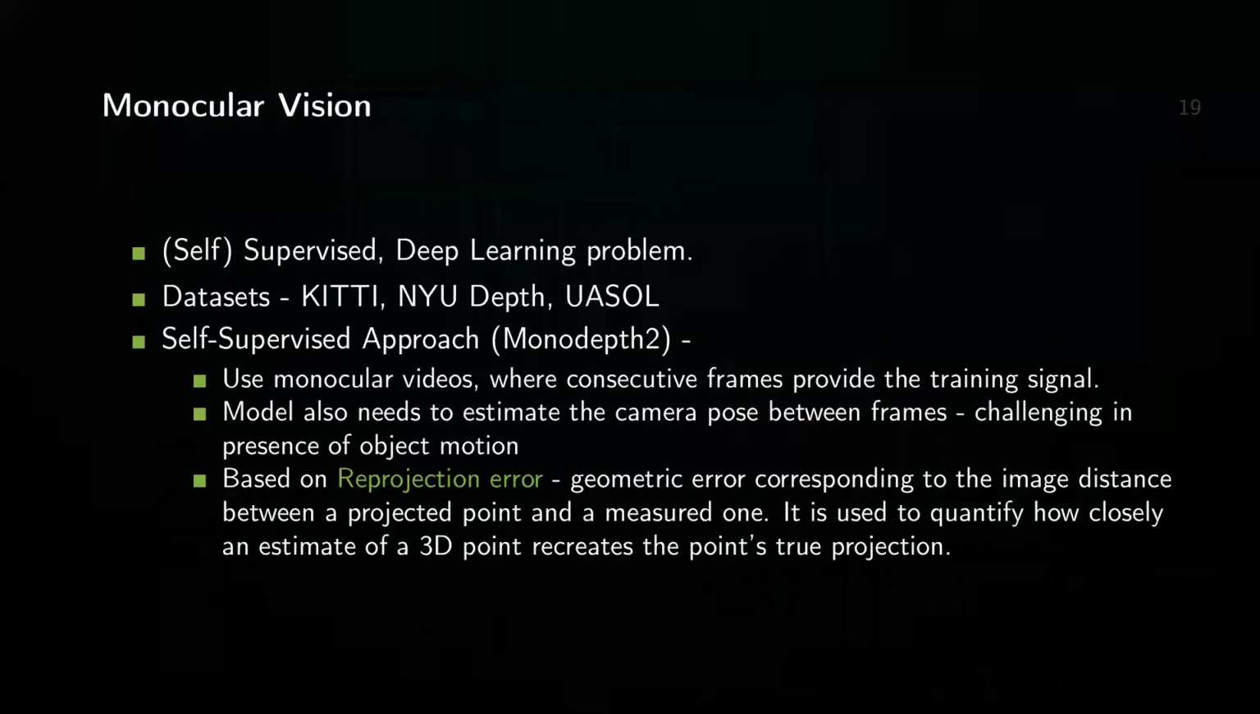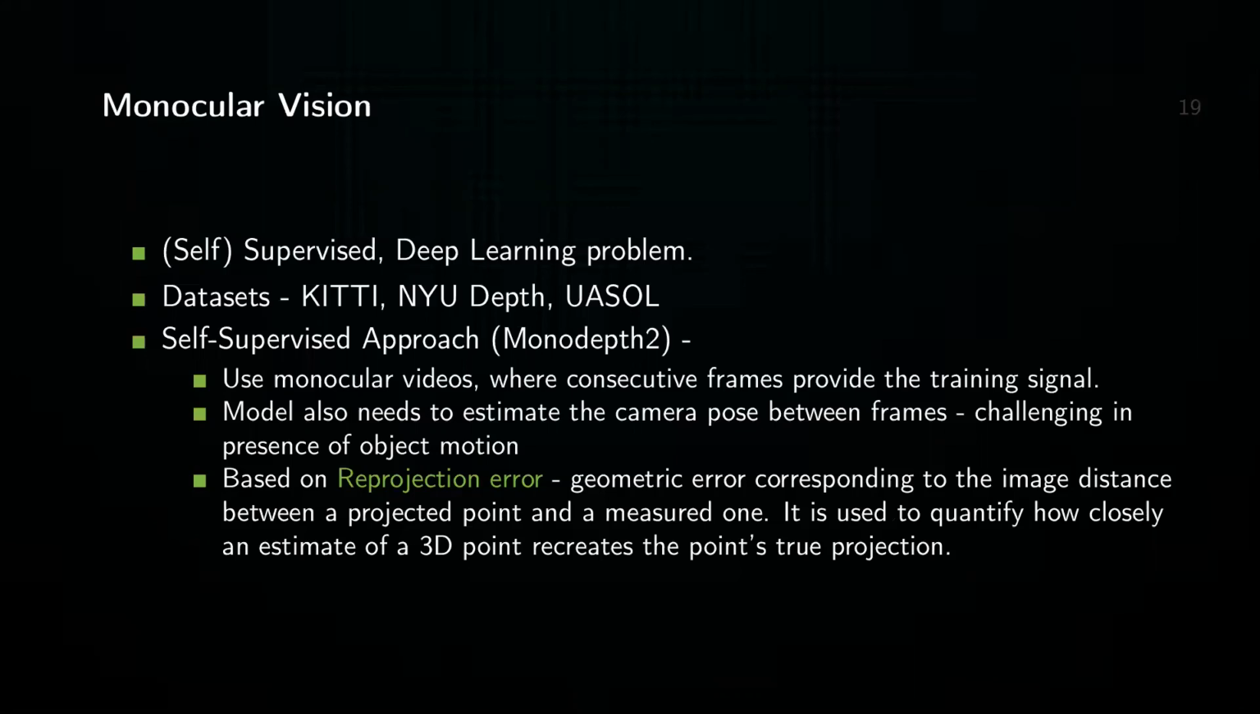Right, let's move on. So this is monocular vision. Well, this happens to be a supervised deep learning problem. So there are many data sets present for monocular vision, which include the Kitty dataset, the NYU depth dataset, and the UASOL. So I'll talk about one of the methods, which is called monodepth 2. It's a self-supervised approach which uses monocular videos where consecutive frames provide the training signal, as in they provide some correlation between two consecutive images.